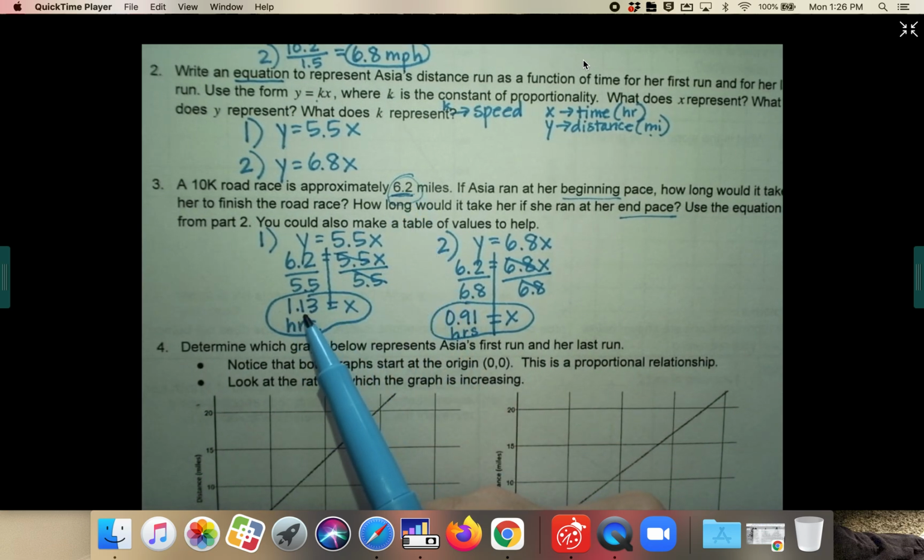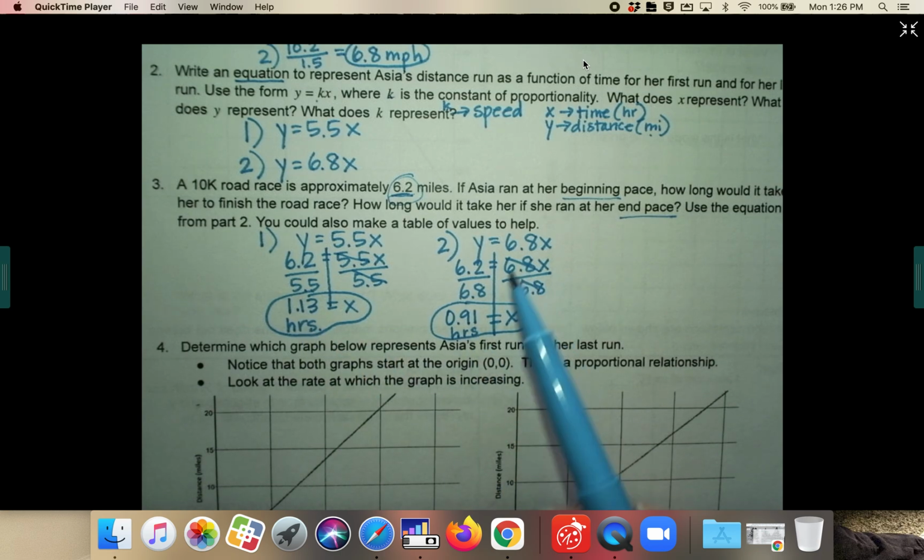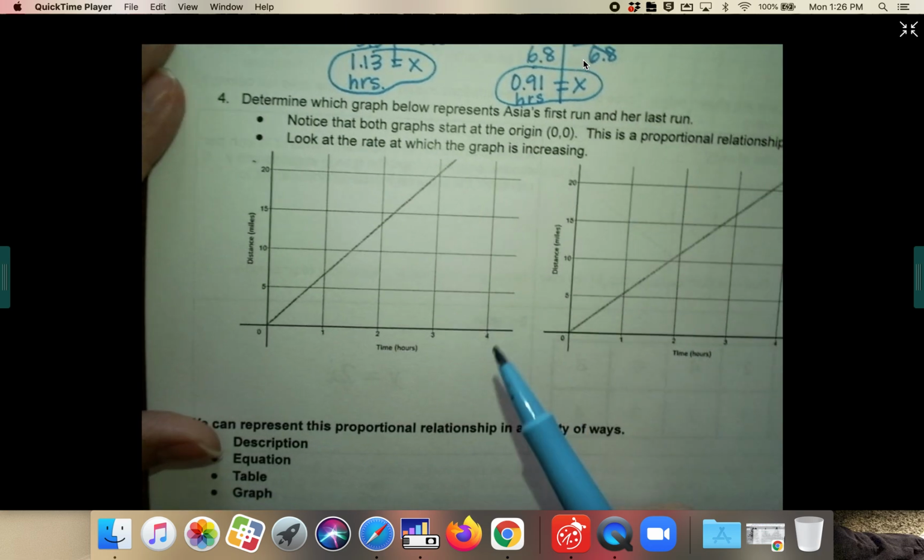So at her original pace, which was a little slower, it would have taken her to do 6.2 miles a little over 1 hour, but at her faster pace, it's going to take her a little under 1 hour, not even one whole. Okay, this leads us into the graphs.